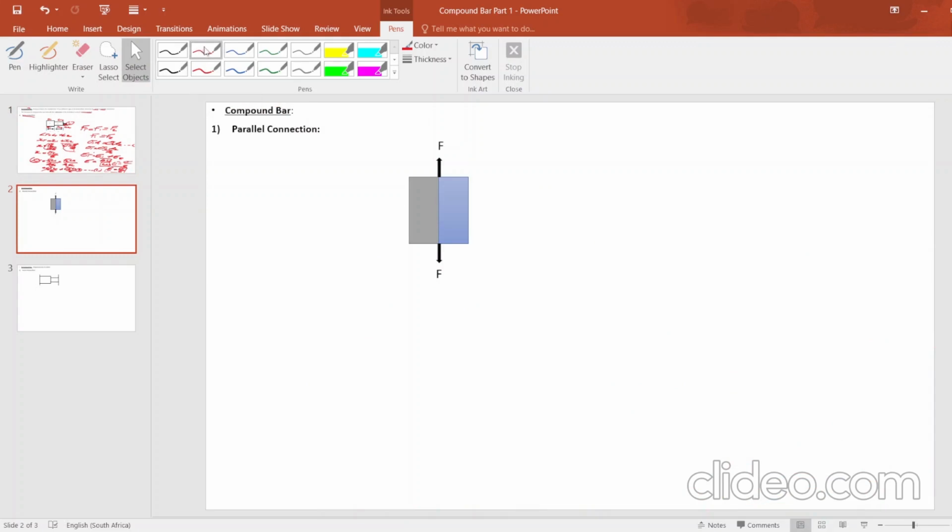Now, the first thing that you need to note under your parallel connection, you have two different types of material connected together, whether welded or they've used rivets or whatsoever to join them together. The first thing that you need to note is that you have different types of material. Now, if the force applied is tensile or compressive, that force applied there is the total force.